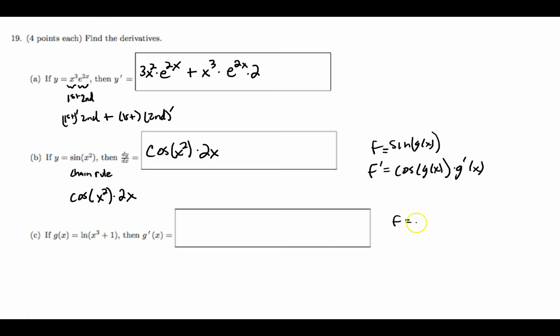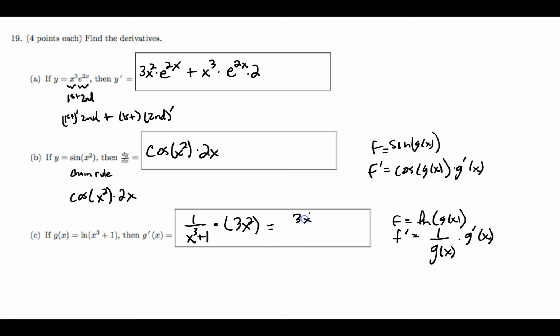If you ever have the natural log of some function g of x, don't worry about the fact that this is g here, I'm just talking in general. Your derivative is 1 over g of x, because that's how log works, but then the derivative of the inside, chain rule, would be g prime of x. So over here we do 1 over x cubed plus 1 times x cubed plus 1's derivative, 3x squared. And you can put them on top, 3x squared on top of x cubed plus 1 if you want.